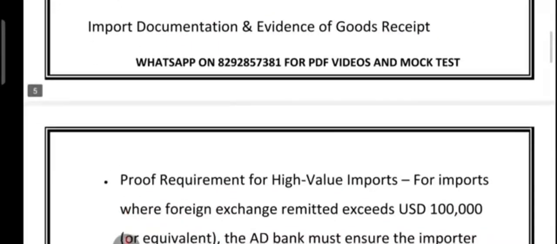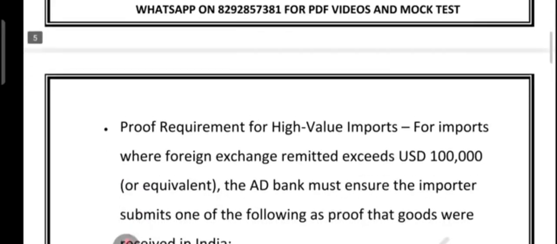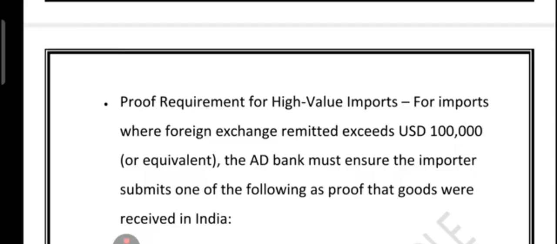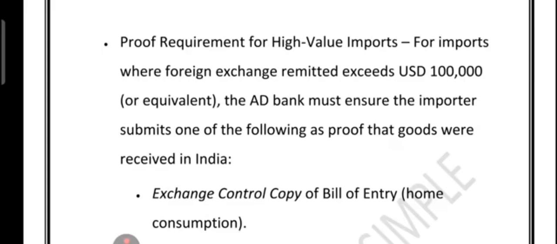Now let's talk about the import documentation and evidence of goods receipt. So friends, let's talk about one of the most important parts of import, proving that the goods you paid for have actually arrived in India. Suppose the payment you sent abroad is more than $1 lakh.